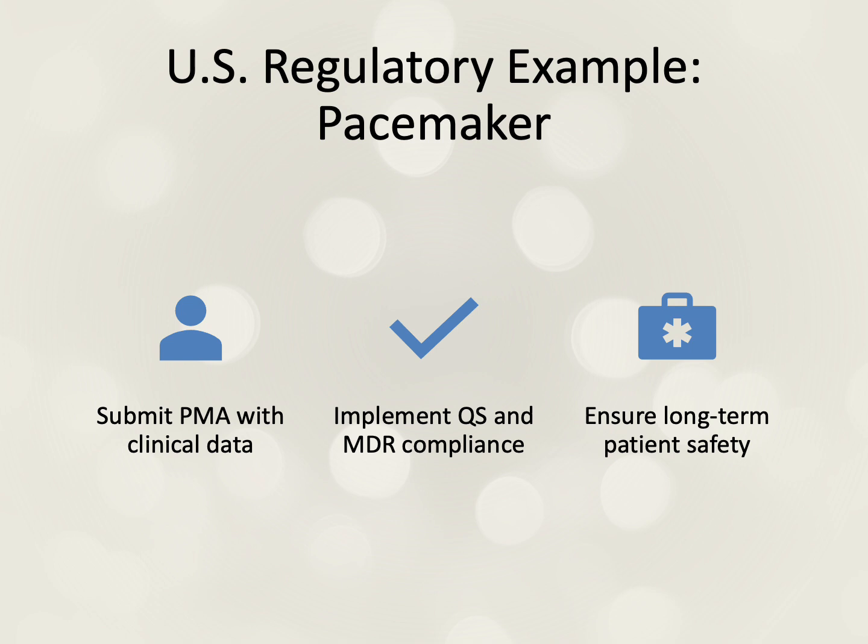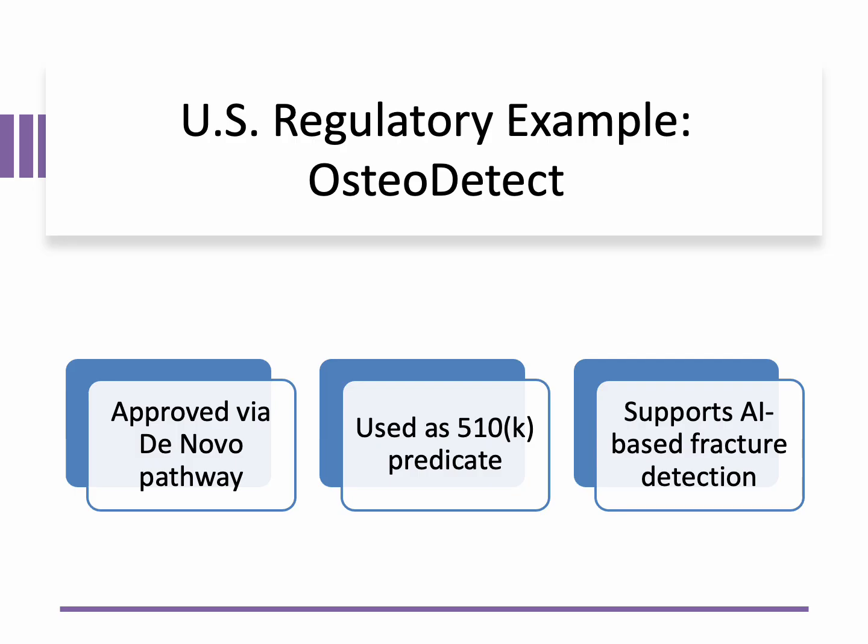This example aligns with course objectives by demonstrating high-risk device regulation, fostering compliant innovation. By studying this case, you'll navigate PMA and QS effectively. This slide transitions to another U.S. example, where we'll explore a novel device. Following the pacemaker, let's examine a U.S.